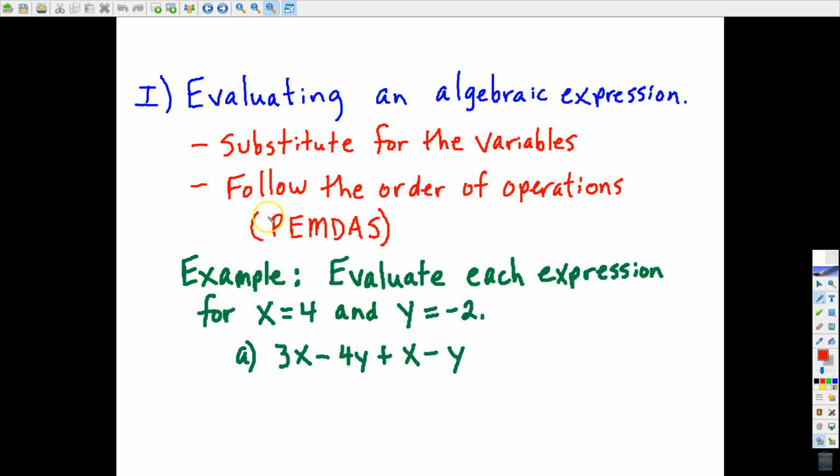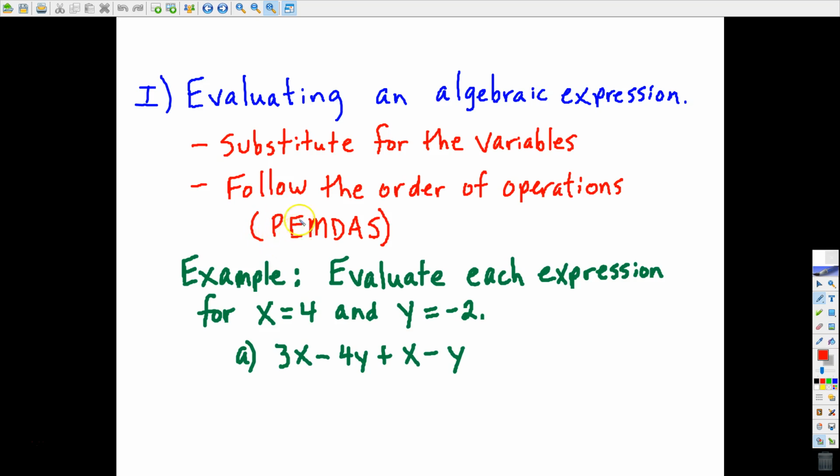My first example, several examples, will involve evaluating algebraic expressions, and that's going to involve two parts. We're going to first of all substitute numbers for variables, and those will be given to us. And then after substitution, we're going to follow the order of operations, also known as PEMDAS. And in case you forgot, the P in PEMDAS stands for parentheses first. Any operation contained in parentheses, we will need to simplify those first.